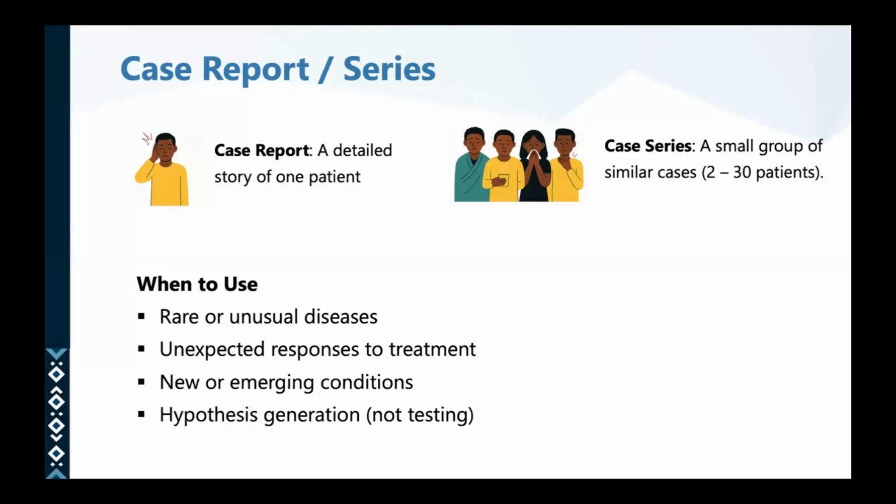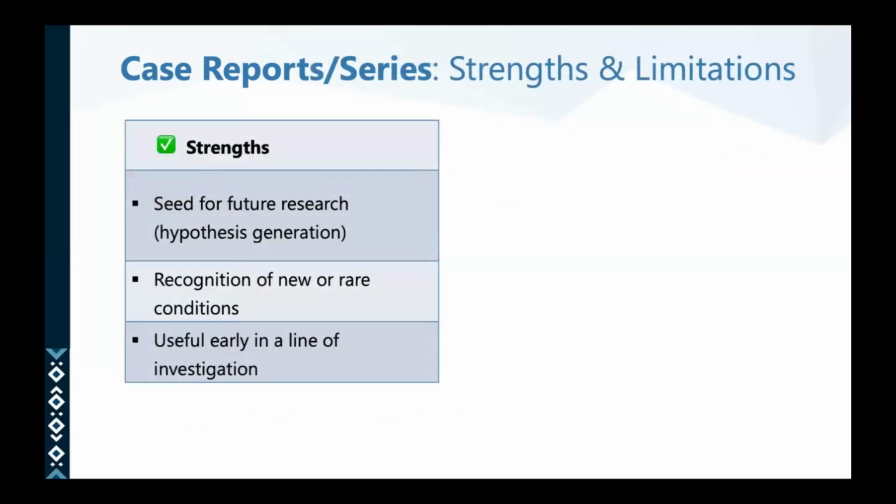And these are really great as a starting point for generating an idea and stimulating further research. So what are their strengths? They are really the foundation or the starting point for future research, so they help you generate hypotheses. And they help in the recognition of new or rare conditions that we have not seen before, or conditions that are very, very rare. So you want to signal that out. And they are usually the first step, as we saw in the last slide, in a line of investigations.